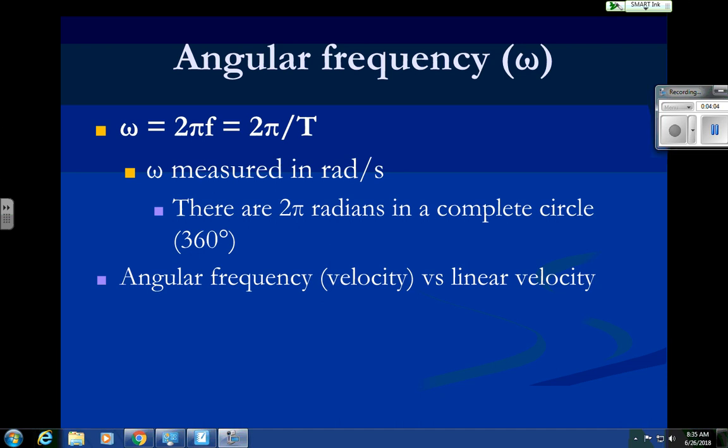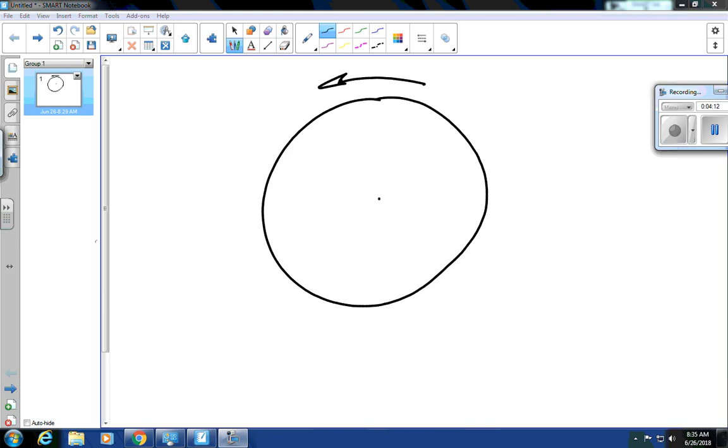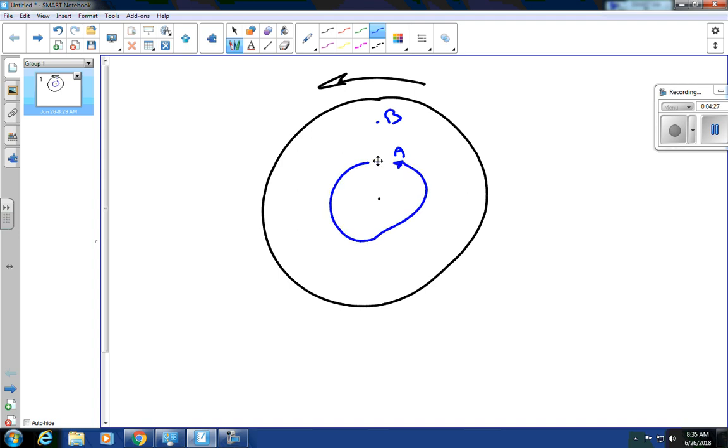I want to just show you a comparison between angular velocity versus linear velocity. So imagine we have a disk that's rotating in a counterclockwise direction here, and I'm going to look at two different points on this disk. Let's say point A right there and point B right there. Hopefully it makes sense that these two points will be going around in roughly a circle as best I can draw. And you can see that point B has a larger distance to travel for every revolution that it goes around.